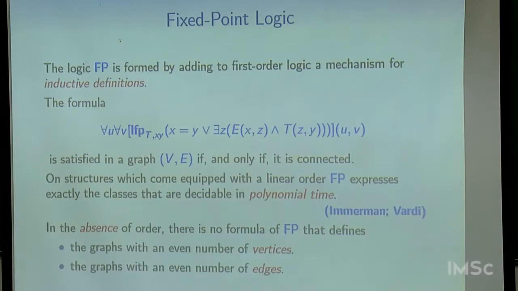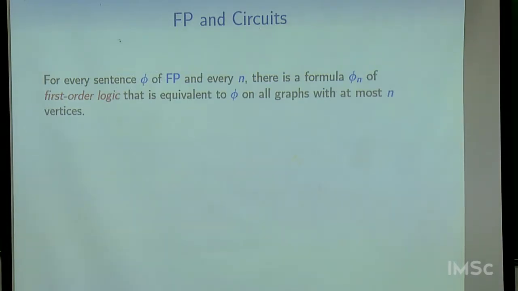So what's the relationship between fixed point logic and circuits? I told you how to go from first order formulas to circuits. If you start with a fixed point formula and you fix the size of your input to be n, then you can actually unfold that induction and get rid of the inductive definition altogether, and you get a first order formula which is equivalent to phi. The unfolding gives you a quantifier depth, a depth of the formula, which is a function of n. It's a polynomial in n generally, okay?